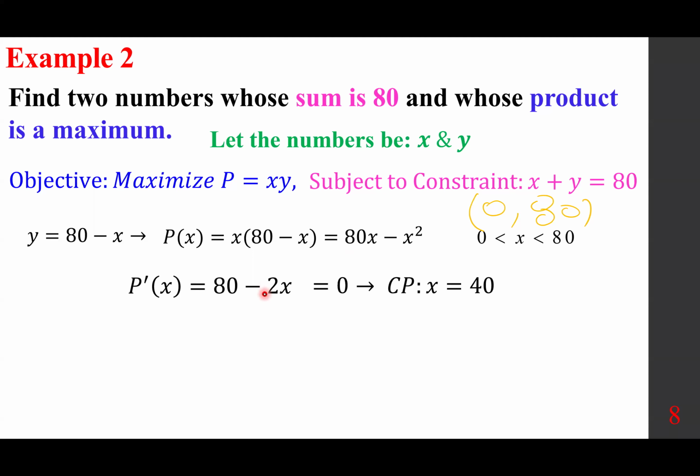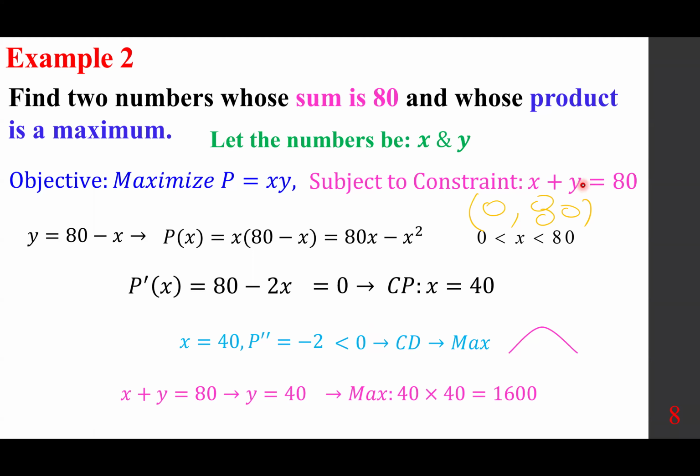P double prime is -2, and you have to plug in 40, but it's independent of x, so you don't have to. It's always negative. It's always concave down. So it looks like that. So it's a local max, and because it's an open interval with one critical point, it's an absolute max. So the max occurs when x is 40, plug it into this, y becomes 40. Also, the product is 1600.